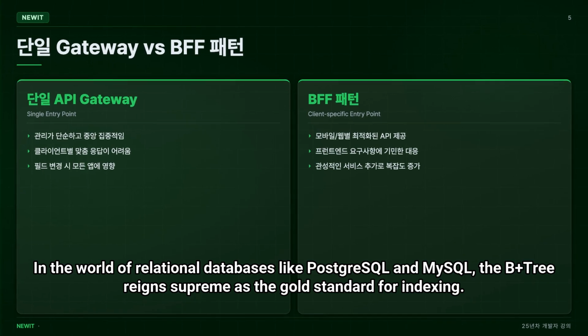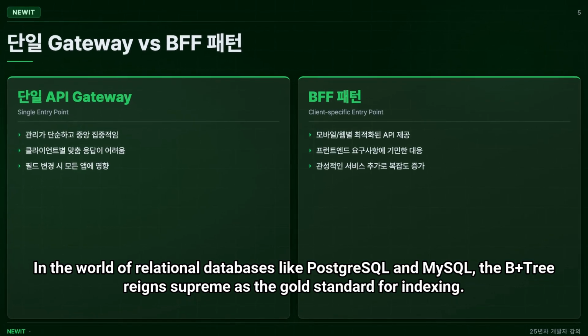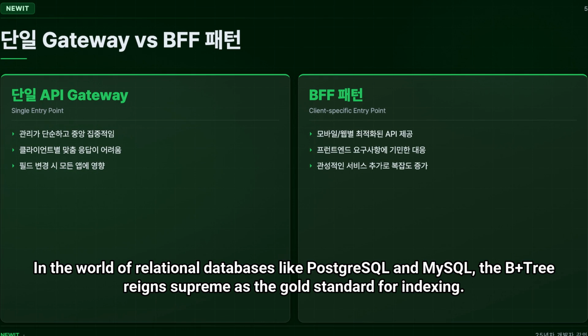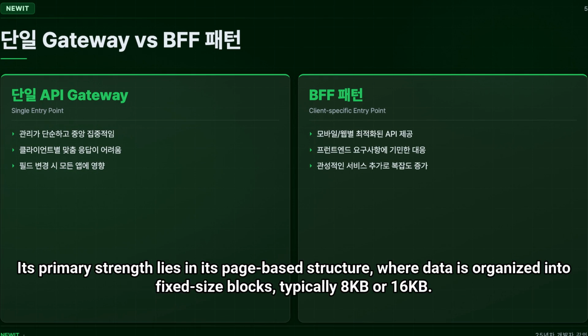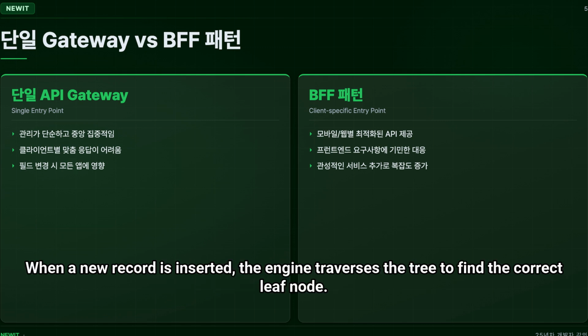In the world of relational databases like PostgreSQL and MySQL, the B+tree reigns supreme as the gold standard for indexing. Its primary strength lies in its page-based structure, where data is organized into fixed-size blocks, typically 8 KB or 16 KB. When a new record is inserted, the engine traverses the tree to find the correct leaf node.